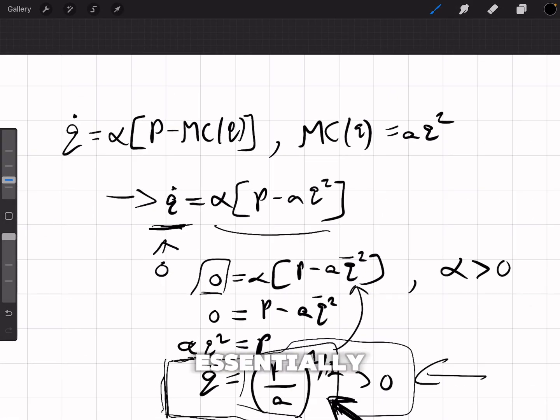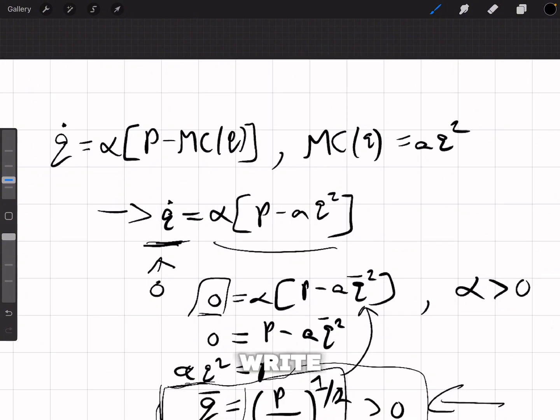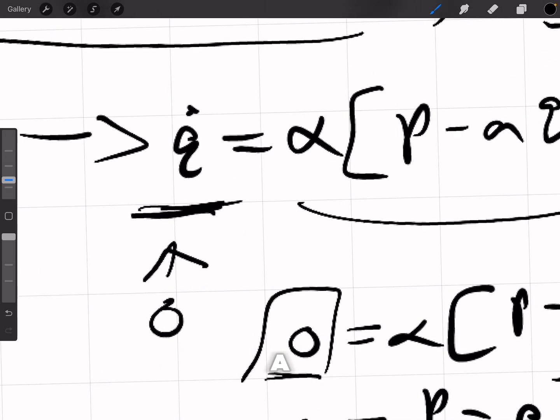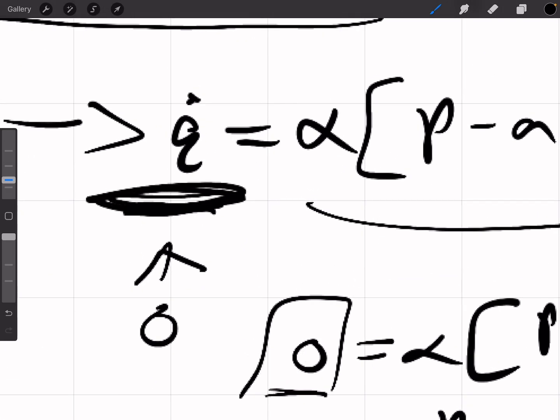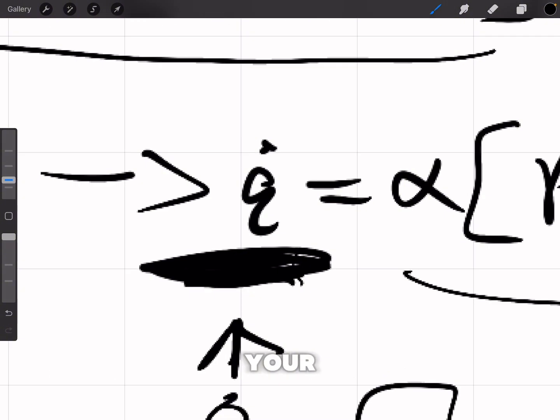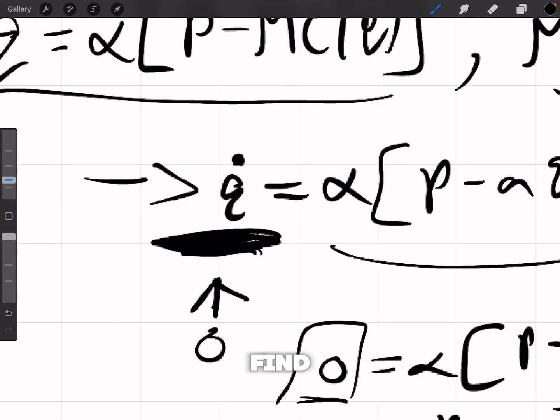All right. Essentially, you write down the information that's given to you. This was just in the textbook. You need to set this right here to 0. This is a dot. This is a dot. When you're doing nonlinear first order differential equations, you want to find your steady state. Okay, you don't want to be moving around.